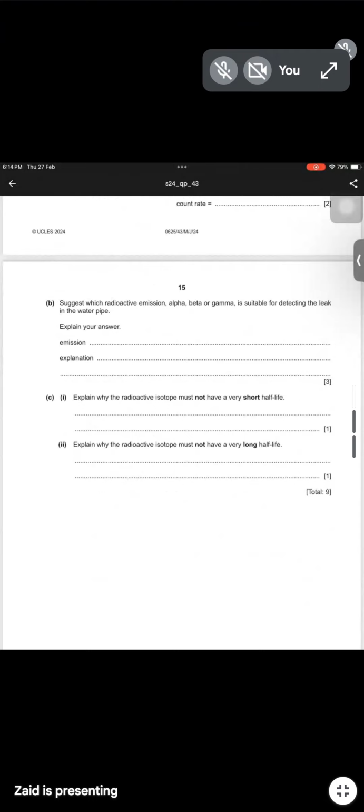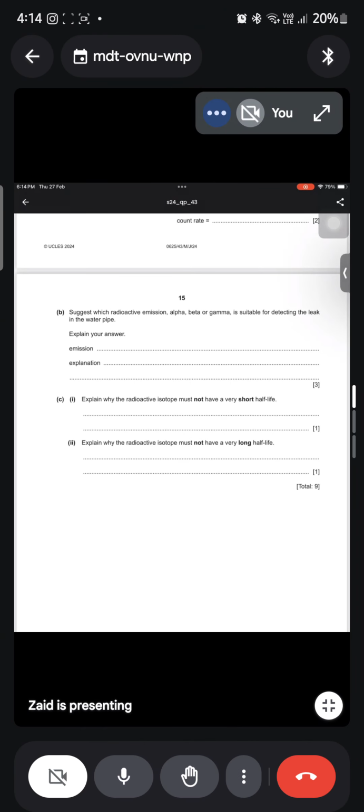Okay, this is something else. Suggest which radioactive emission, alpha, beta, or gamma, is suitable for detecting a leak in a water pipe. It should penetrate the pipe, go out, and then tell us that there is a leakage. Amar is saying beta particles. And what's the reason? I want participants from all of you, please.